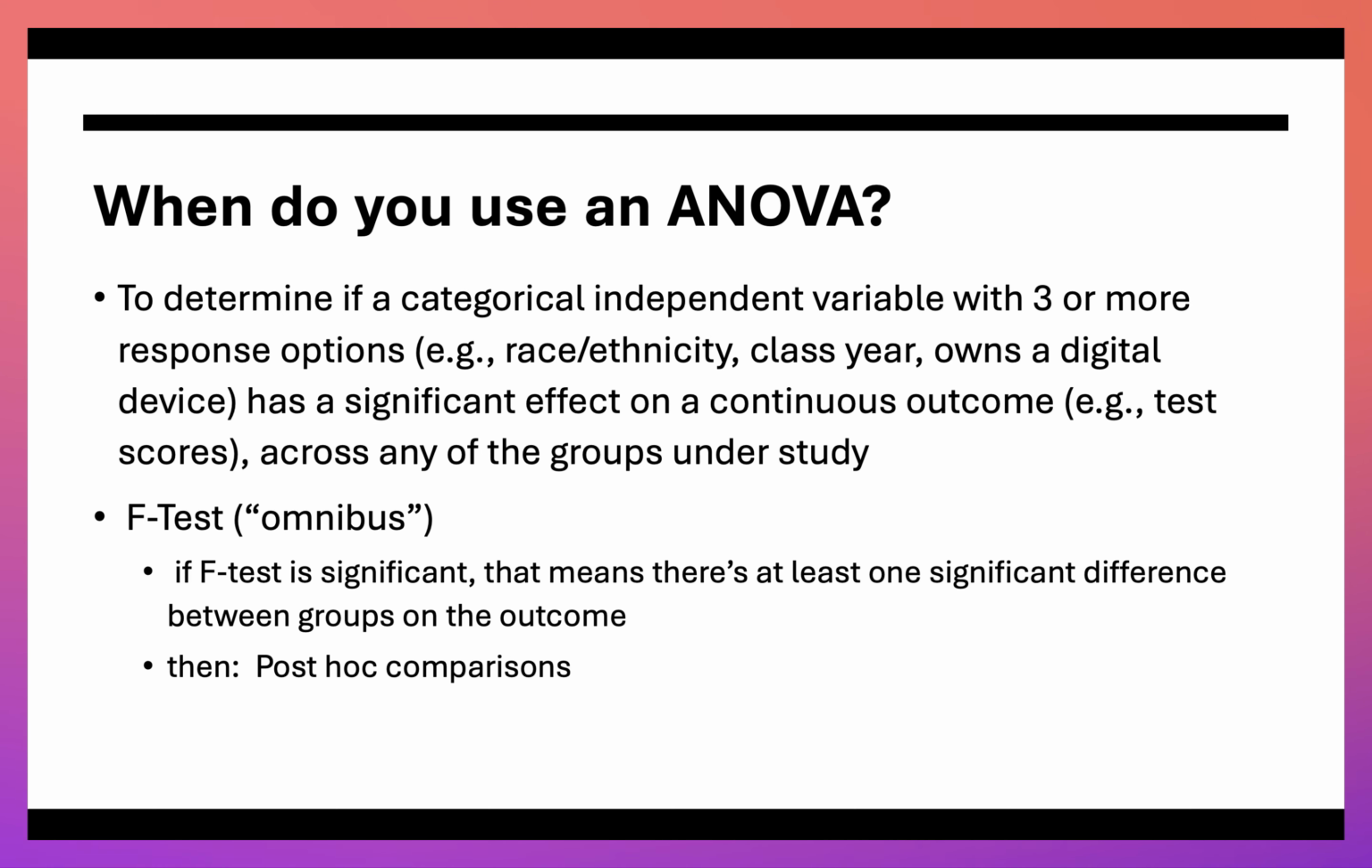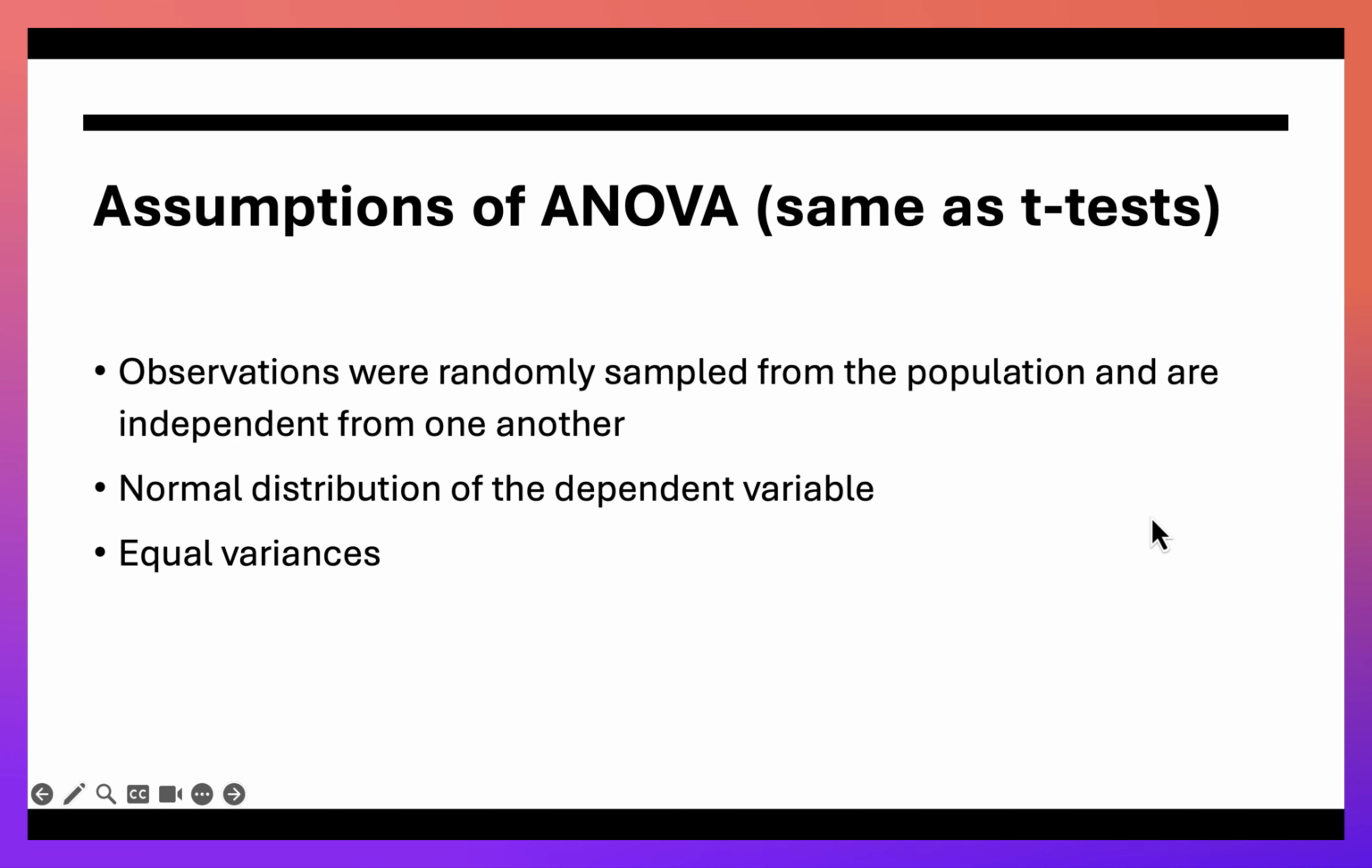ANOVAs are preferable to doing multiple t-tests because multiple t-tests are not independent of one another, which creates issues related to type 1 error. But the logic used in ANOVAs is very similar to the t-test. It's just a more rigorous analysis that helps us to avoid accidentally rejecting the null when it actually should not be the case. So the assumptions of ANOVA are basically the same as the t-test.